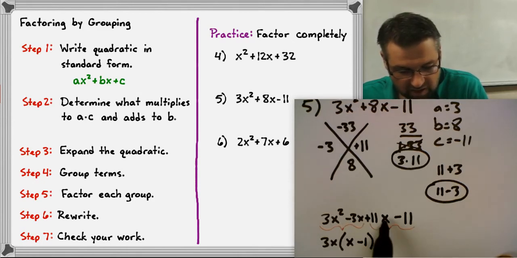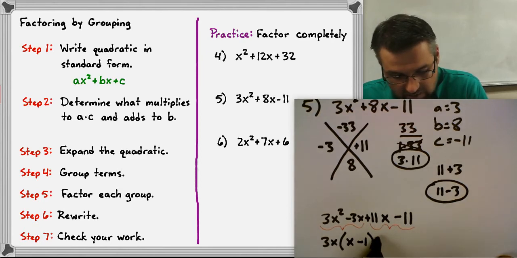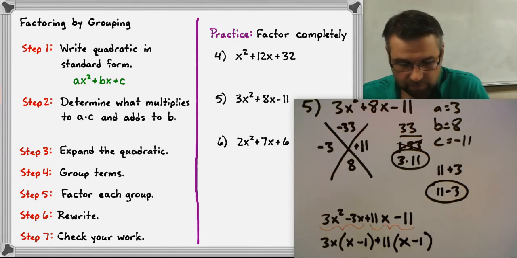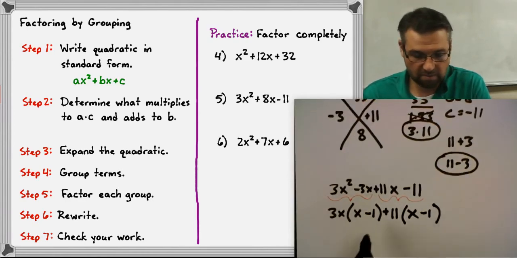The GCF out of 11x and negative 11 is going to be 11. What's remaining? Well, 11 times what gives you 11x? That would be x. And 11 times what gives you negative 11? That would be a negative 1. And so we did it right because the parentheses match.